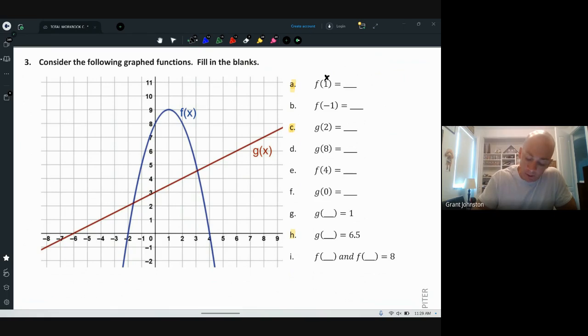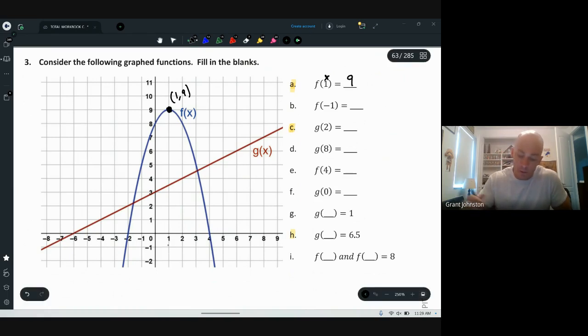So what is the output when x is 1? Well, remember, this is our x-axis, goes like that. Well, here's 1, right? Underline that 30 times. What is the output on the f function when x is 1? Well, scroll up here. Look at that. When it's 1, it's 1 comma 9. So the output's 9. When the input's 1, the output is 9. Just look at where the graph's at.